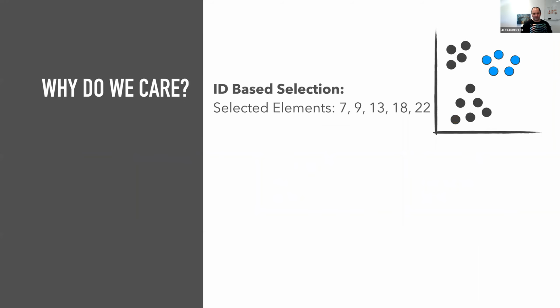And more importantly, if we know what the intent was behind the selection, we can make this more robust. Traditionally, the way brushes work is we brush based on ID. For example, in this chart on the right, this blue cluster, I would store in a system the elements with ID 7, 9, 13, 18, and 22. That's okay, but it's not great, because it doesn't tell us anything about what those elements have in common. We don't know why this was selected.